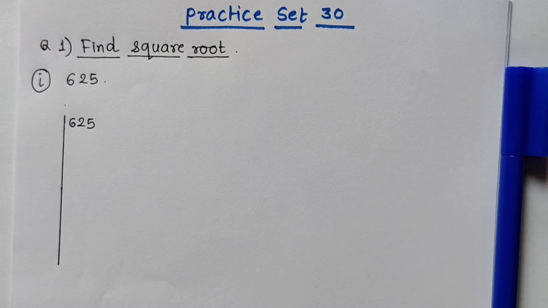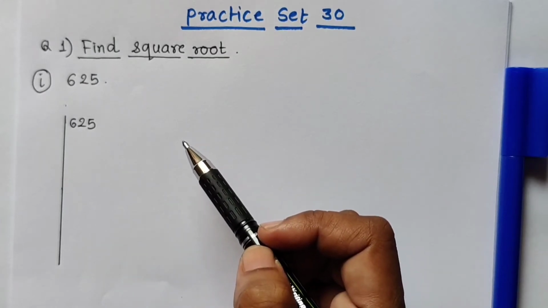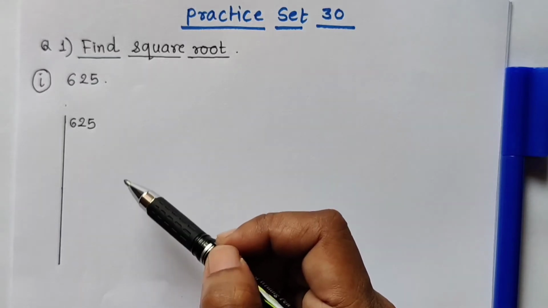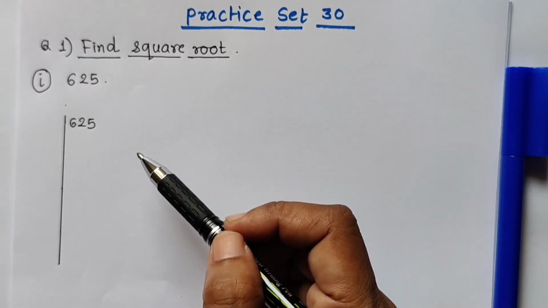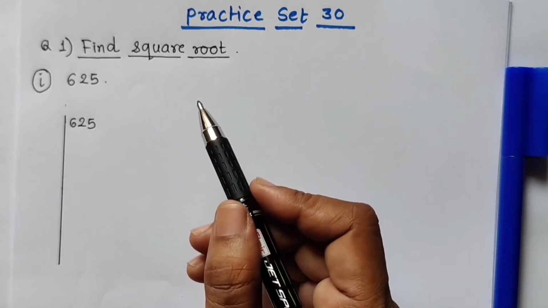Practice set 30, find the square root of. See children, in the third chapter SCF and LCM we have seen how to find the prime factors, how to factorize the given numbers, and then you all have solved these types of sums. So we have seen vertical factorization also and horizontal factorization also. So I will be showing you by vertical method, or we can solve it by horizontal method also. It is up to you how you are going to solve.